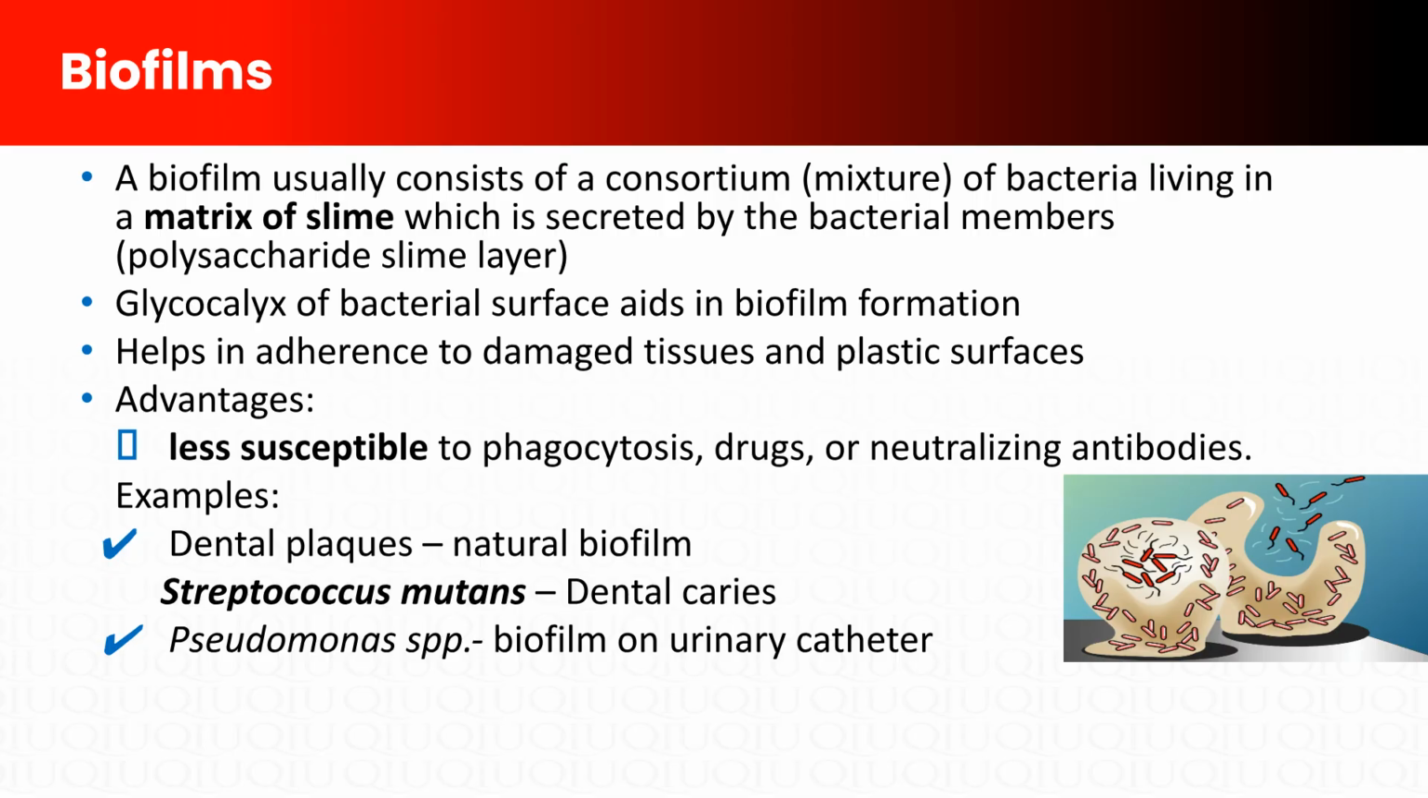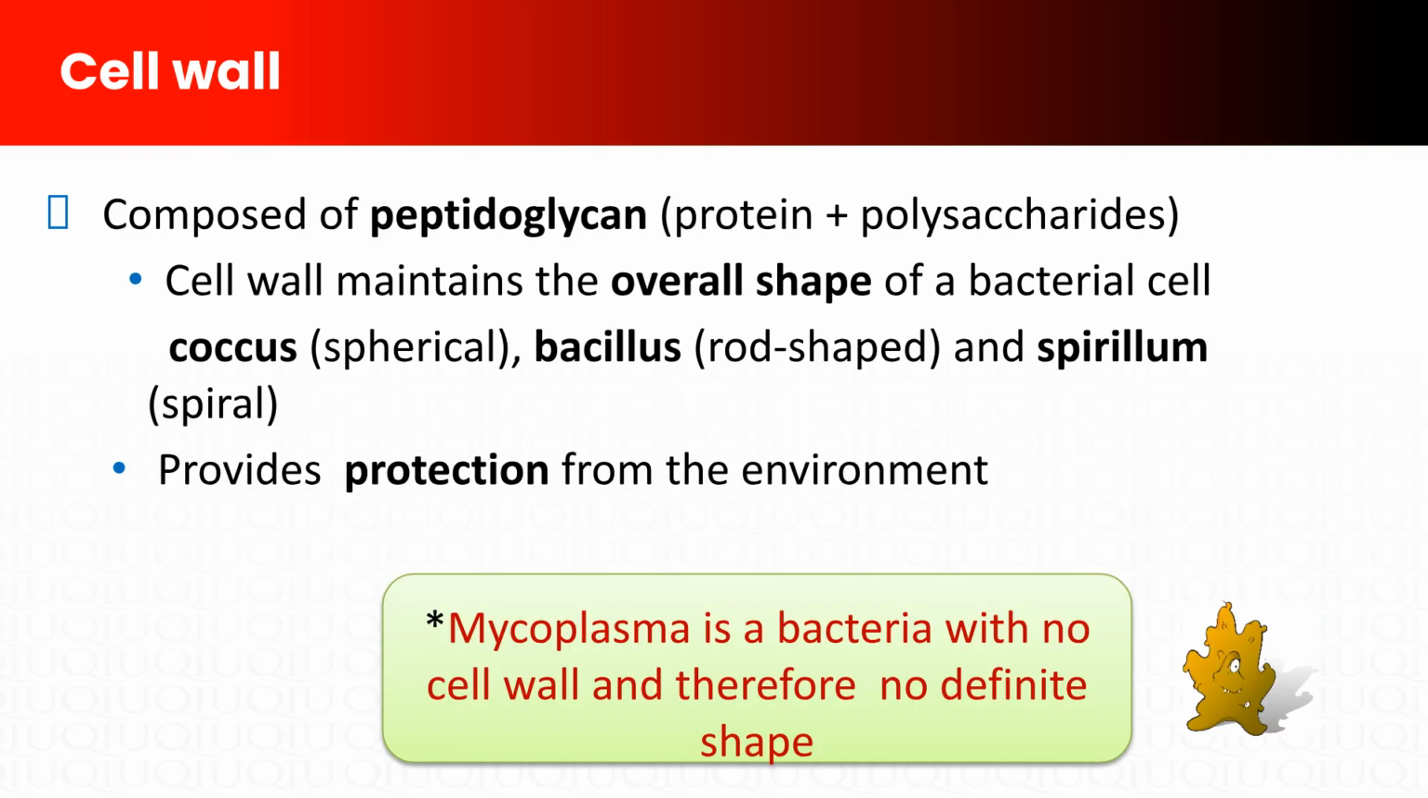Biofilms consist of bacteria living in a matrix of polysaccharide slime or glycocalyx that they secrete. This aids in adherence to damaged tissues and plastic surfaces. Biofilms offer advantages, making the bacteria less susceptible to drugs and phagocytosis. Examples include dental plaques and Pseudomonas spp. biofilms on catheters.